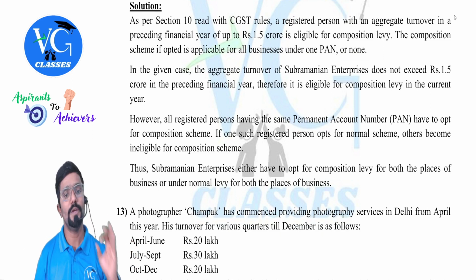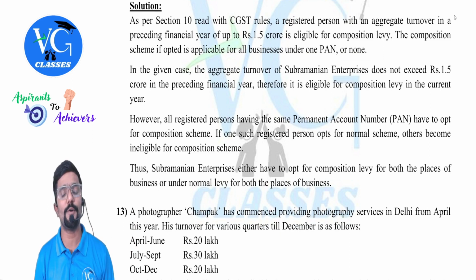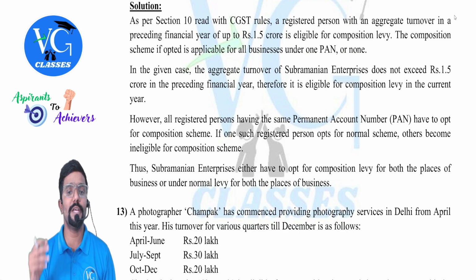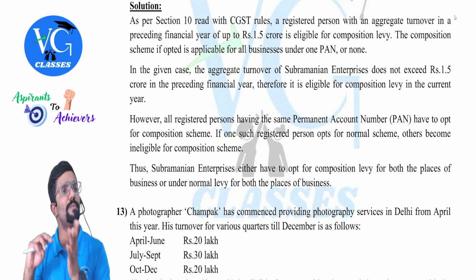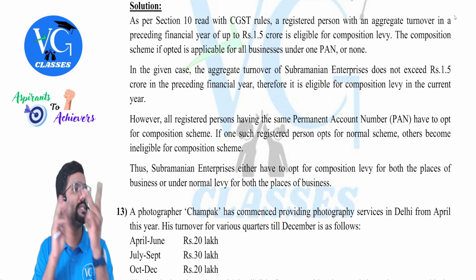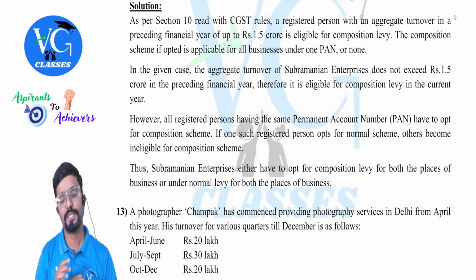Thus, conclusion: Subramanian Enterprises either have to opt for composition levy for both the places of business or under normal levy for both the places of business. That is, both the businesses should be either under section 10 or under section 9. Yes, take down.